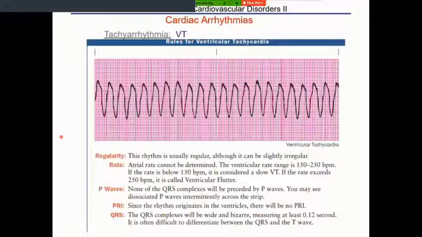The rhythm is usually regular, although it can be slightly irregular. The atrial rate cannot be determined. Ventricular rate range is 150 to 250. If the rate exceeds 250 beats per minute, then it is called ventricular flutter already. So none of the QRS complexes will be preceded by P waves. You may see the dissociated P waves intermittently across the strip. And since no P waves can be isolated, you cannot measure your PR interval. And the QRS complex will be wide and bizarre, measuring at least 0.12 seconds, and it is often difficult to differentiate between your QRS and T wave.